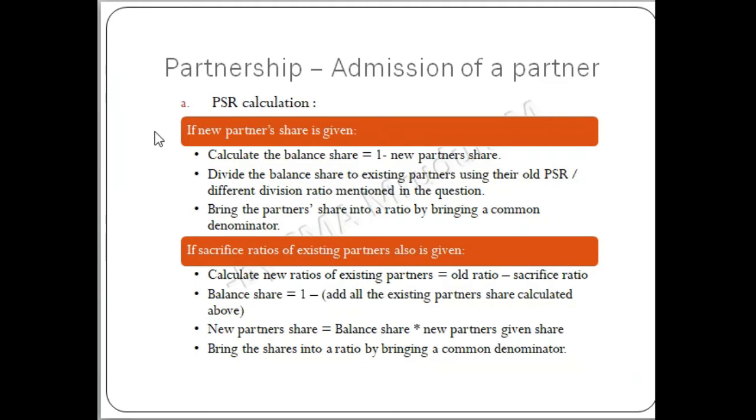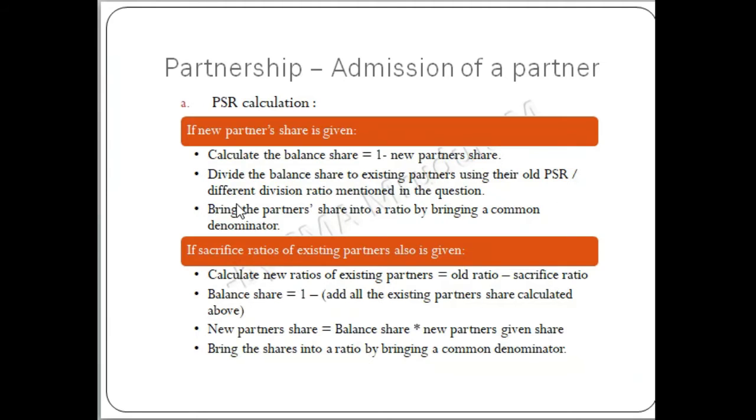Now, if the question has provided the new partner's share, then the steps are: first, calculate the balance share available, that is 1 minus the new partner's share, which could be 3 by 5. So 1 minus 3 by 5. Then divide this balance share to the existing partners using their old profit sharing ratio. Now 1 minus 3 by 5 is 2 by 5. So divide 2 by 5 to the old existing partners in their old PSR. If the old PSR was 1 is to 2 is to 1, divide 2 by 5 in the ratio 1 is to 2 is to 1 to arrive at the shares of the three existing partners.